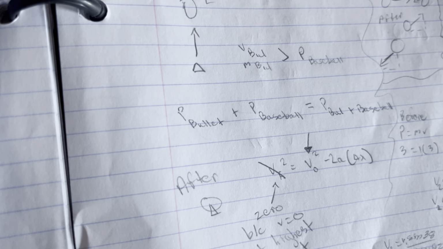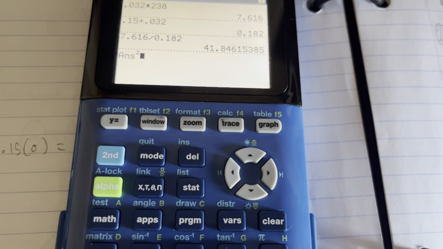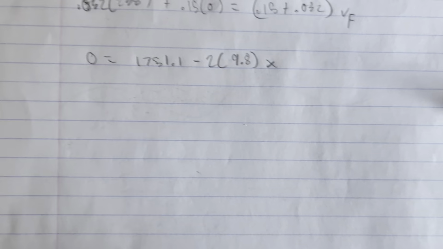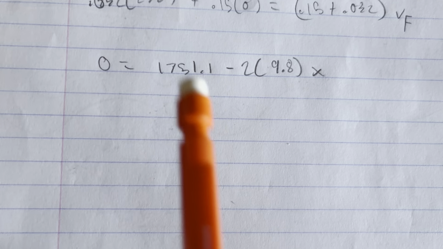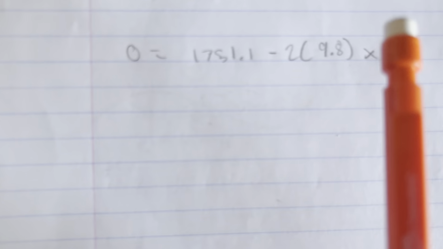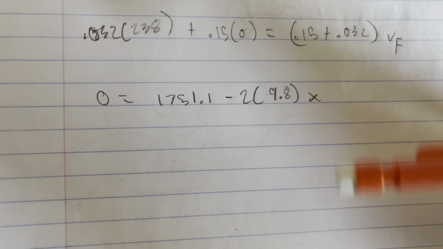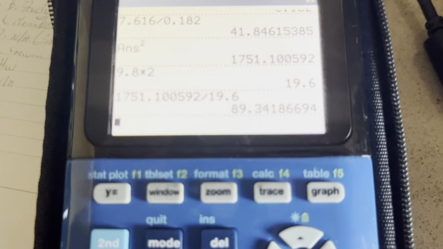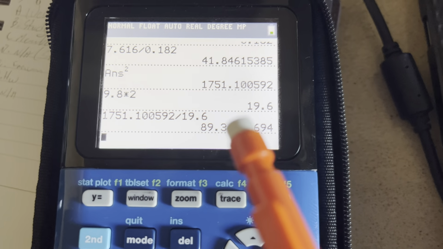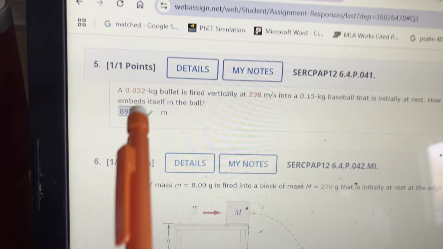So velocity squared, and I just rewrote this equation using the numbers that we calculated. So that was velocity squared from before, minus 2 times the acceleration, which is 9.8 because gravity. And so you just switch this over here and divide by that, which is what I did. And the distance should be 89 meters, which is the answer.